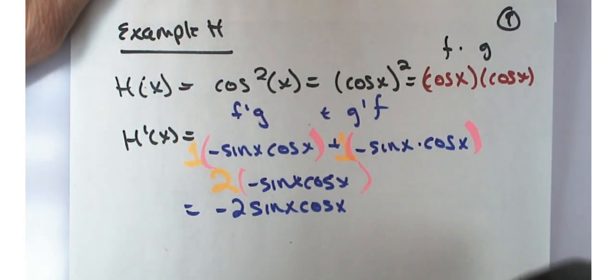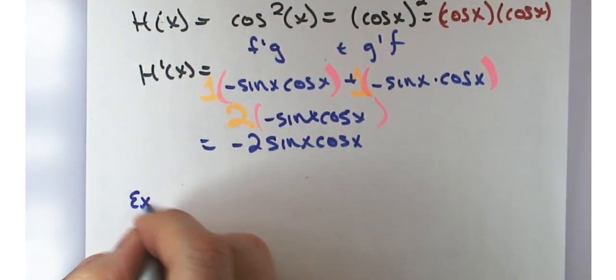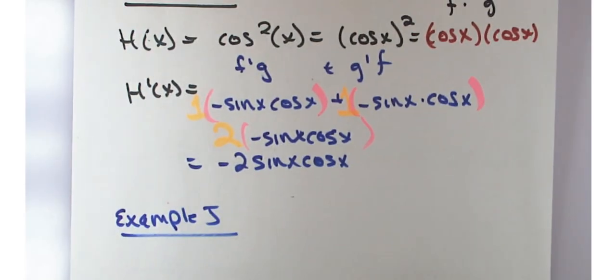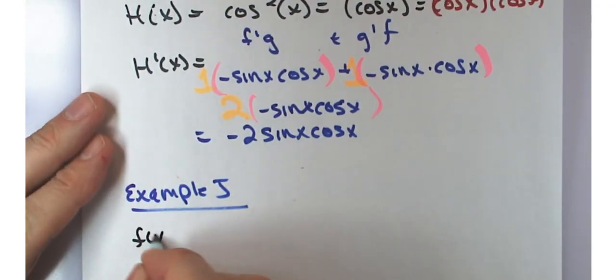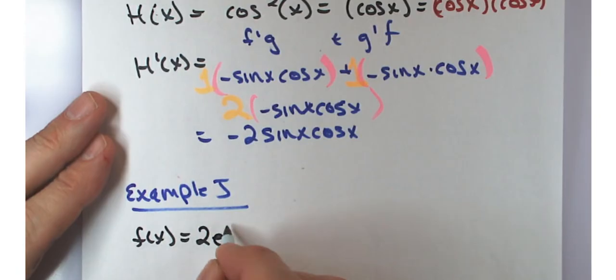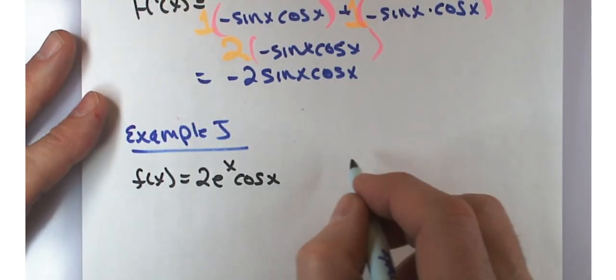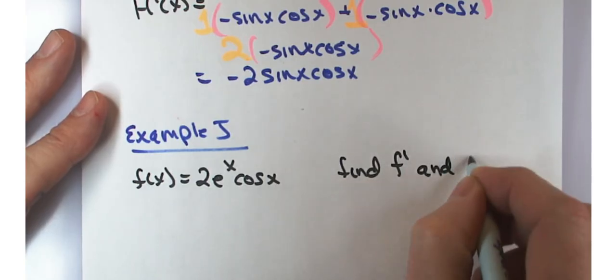All right, let's move on down to example J. Anything else on example H? All right. Example J, we've got f of x is 2e to the x cosine of x. And you're asked to find two things. Find f prime and f double prime.